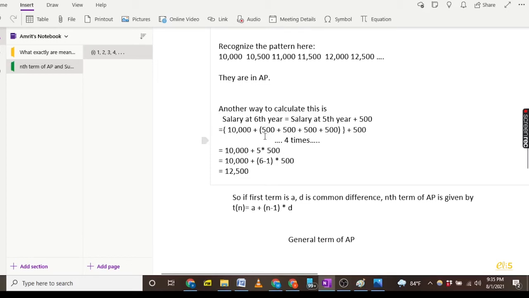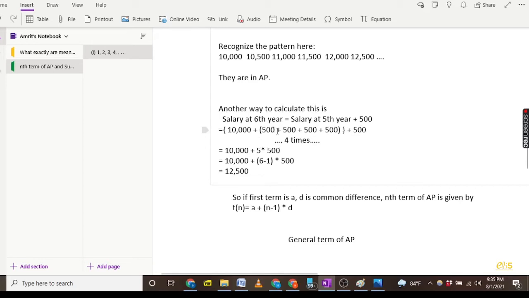Salary at the 6th year is equal to salary at the 5th year plus 500, because each year you are promised to increase your salary by $500. So we can write this like this. In the first year you have 10,000, and at the end of the 5th year you are going to have 10,000 plus 500 plus 500 plus 500 plus 500, like 4 times 500, and that is the salary at the end of the 5th year. Likewise, plus 500 is already there.